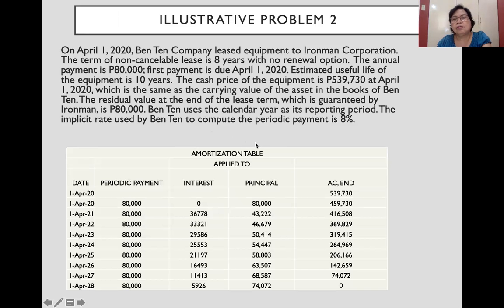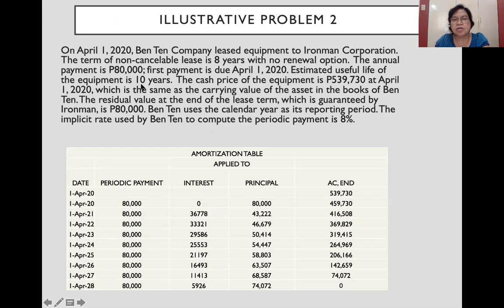Okay, so we go now to illustrative problem 2. On April 1, 2020, Benton Company leased equipment to Ironman Corporation. The term of the non-cancelable lease is 8 years with no renewal option. The annual payment is $80,000. The first payment is due April 1, 2020, so $80,000 is collectible in advance.